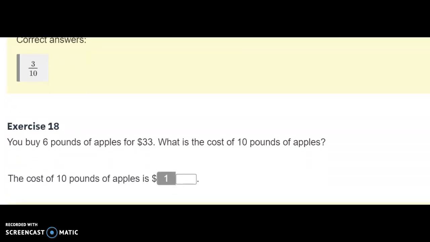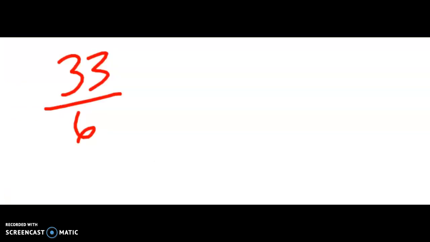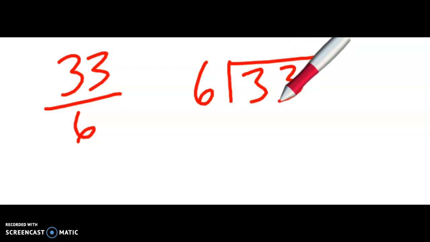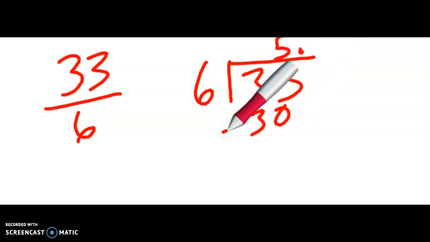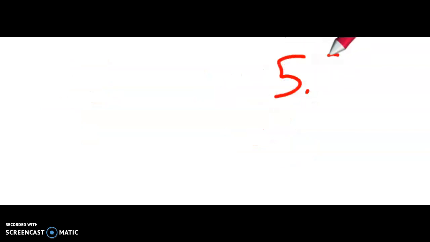Okay, here's a unit rate. You buy 6 pounds of apples for $33. What is the cost of 10 pounds of apples? We're going to write this as a unit rate. So 6 goes into 33. 6 goes into 33 5 times, and then we have 30. And so this is going to be 5.5. So our answer is going to be 5.5.